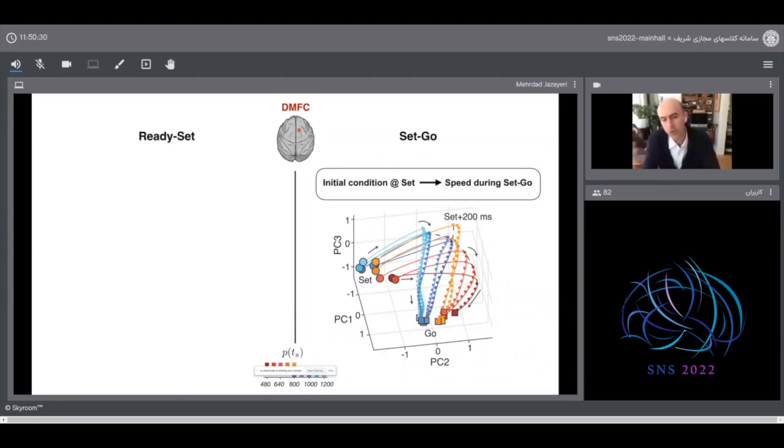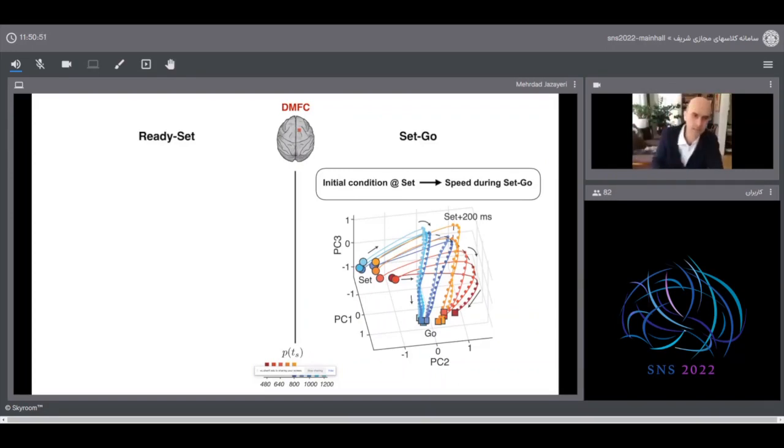So in other words, during the set-go, we didn't find anything different from what we had found in the Q-set-go. Basically, the principle that we had found in the Q-set-go directly generalized to the ready-set-go, in the sense that the brain was using some sort of initial condition that set the speed, and that speed then determined the interval.